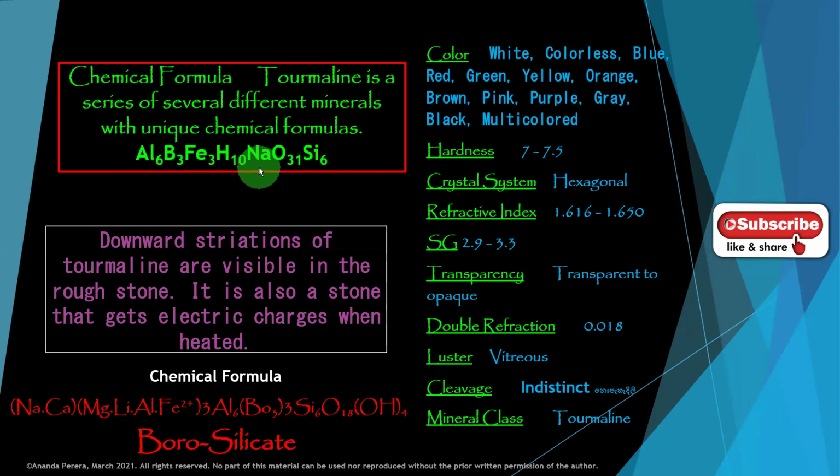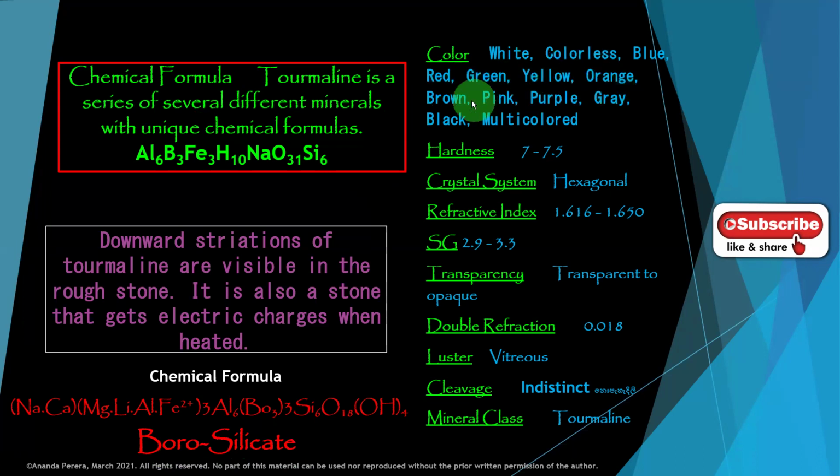So we can tell it as this: sodium, calcium, magnesium, lithium, aluminium, ferrous, all are thrice. Aluminium 6, boron, silicon, oxygen, hydroxyl. So it is very complicated. So I can tell you it is a borosilicate. It is a mineral called borosilicate. Borosilicate mineral.